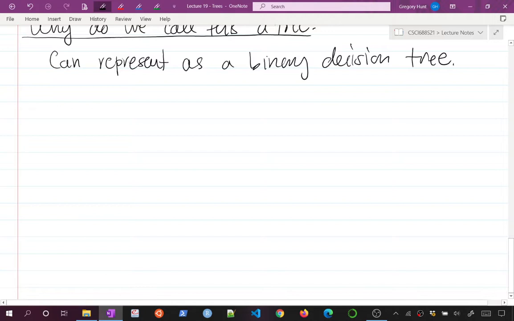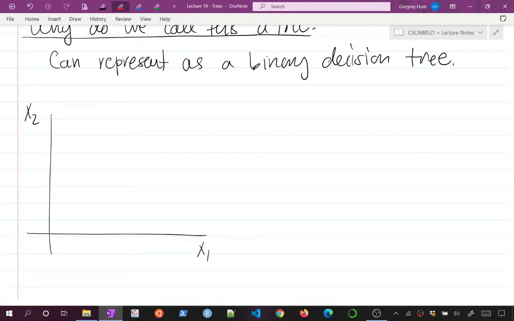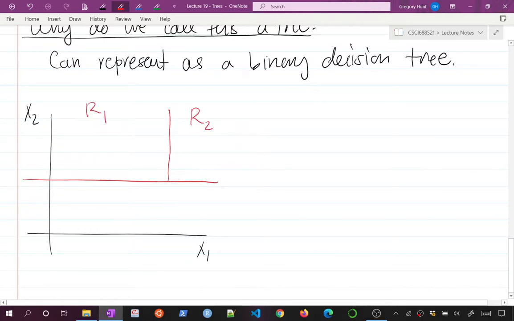So on the left here, let's have my space again, x1, x2, and let's have some kind of rectangles we split up here. This is R1, R2, and then maybe we could split with this, R3, R4, and I predict my constant values in each of these, C1, C2, C3, C4.